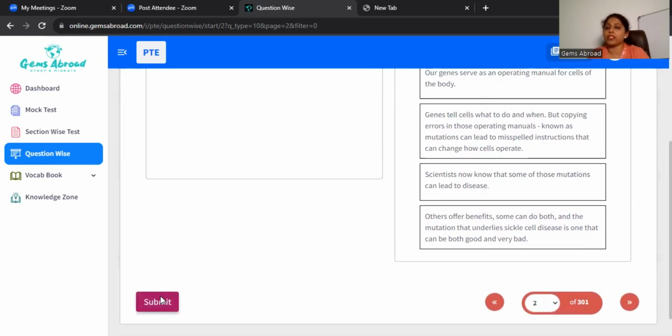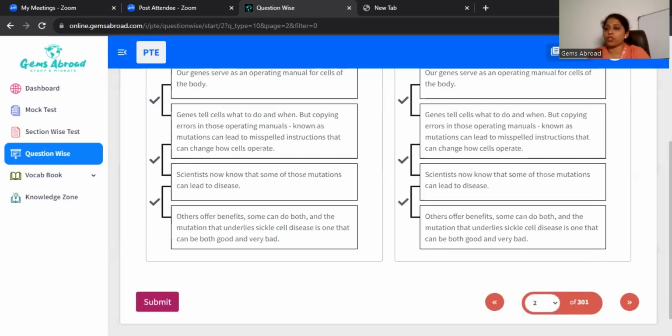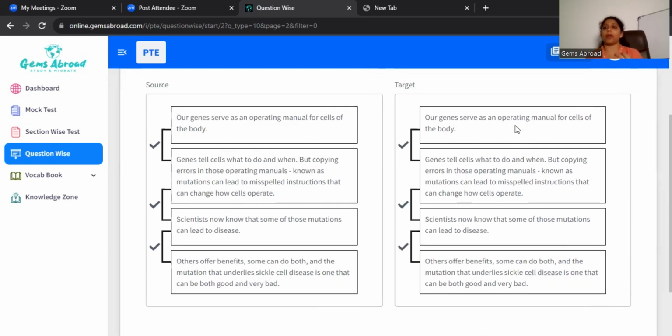So when you submit, these are your options. First, what is this talking about, the introduction statement. Genes tell cells what to do and when. This is not the introduction statement at all. When we look, the introduction is talking about genes. Our genes serve as an operating manual for cells of the body. Again, followed by that, genes tell cells what to do and when.